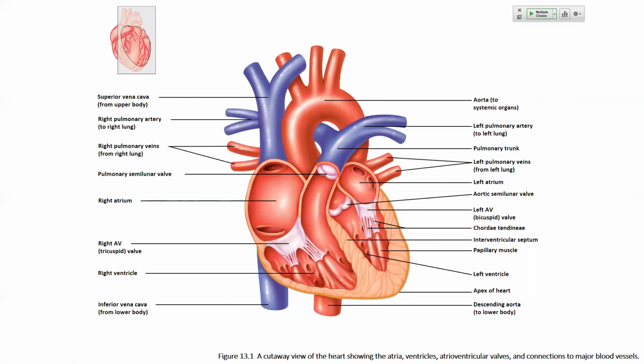Okay, we also have valves in the heart, and the function of valves, we'll talk about the exact location of them in a little bit, but their function is to prevent backflow of blood, right? We have blood moving in one direction in the body. We do not want blood flowing in the opposite direction. We do not want blood flowing back where it just came from.